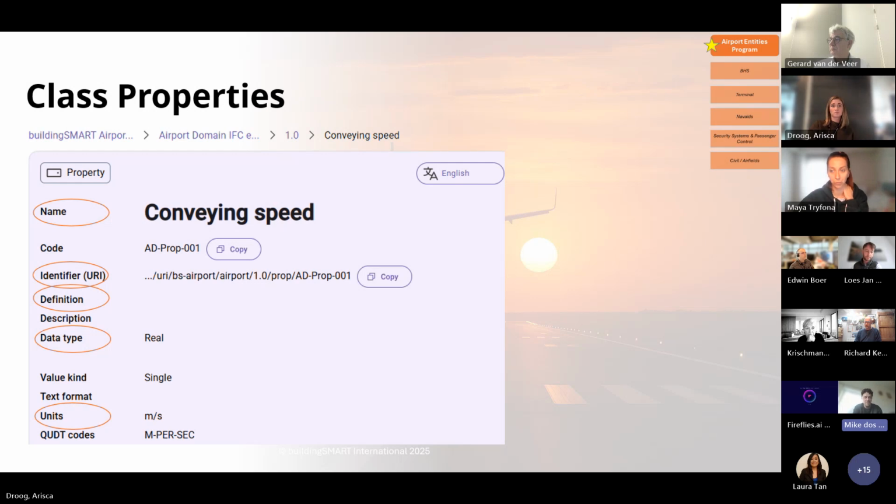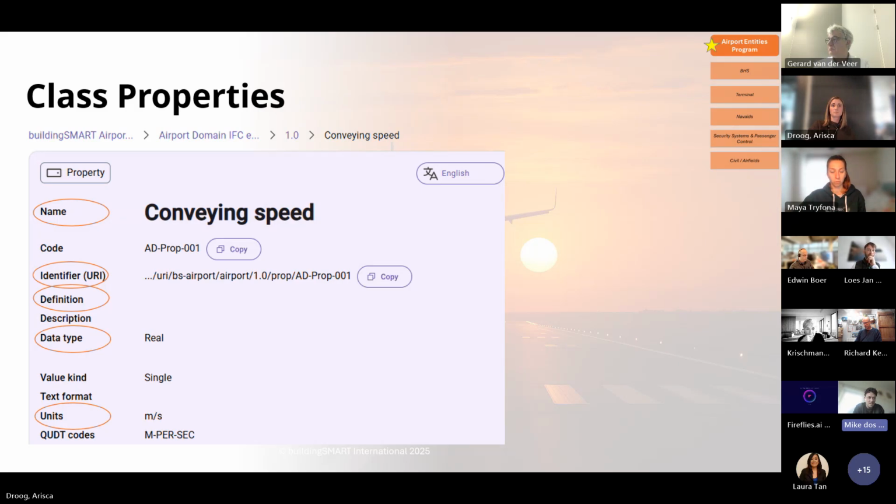Conveying speed, not in Dutch, we can translate it later, but conveying speed is what we are currently using. And the other important thing is we also define the units. So it's milliseconds. It's not meters per second. It's milliseconds. So now if we insert a value, we all know this is milliseconds. I think it's quite an important aspect of the digital standardization in this case.